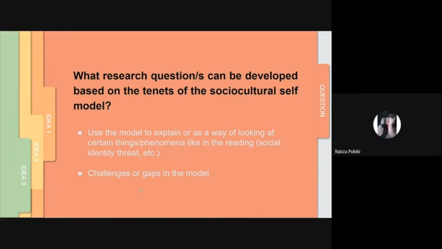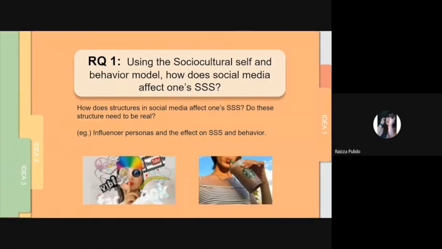Kita po ba yung screen? Yep. So, we actually have two research questions. One is using sociocultural self, the model, and relating it to social media and your perceived social status ranking. So how does the structure in social media affect SSS, and these structures need to be real. Parang nasagot na yung structures need to be real. So Adi and I were talking about certain personas of influencers and how this perceived ranking ng mga influencers affect their behavior, whether it's online or in real life.